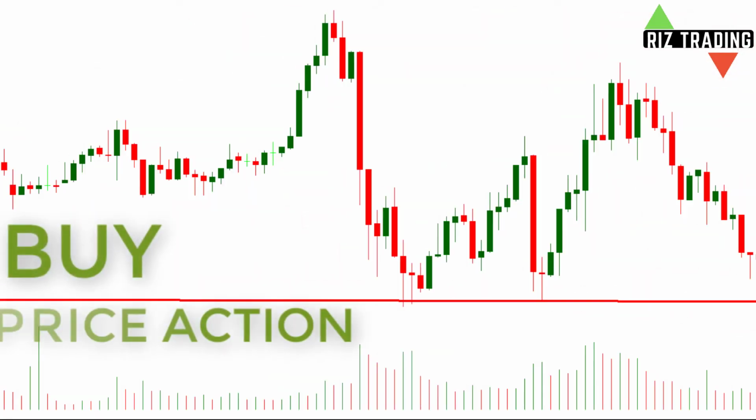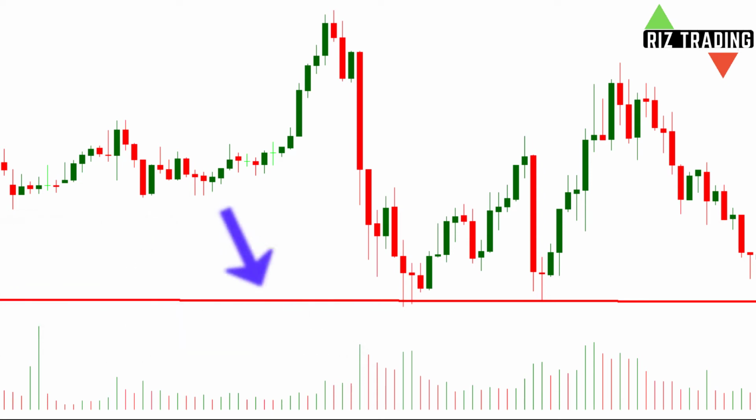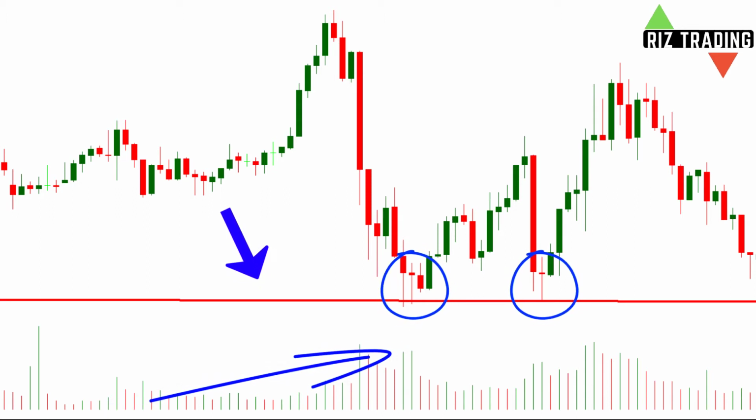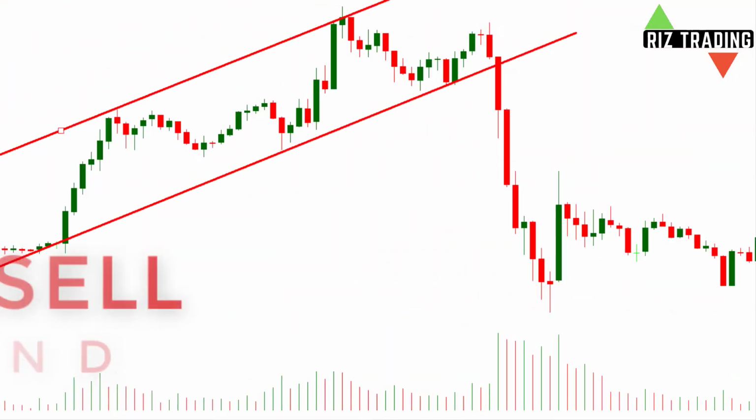And if there is a non-trending market, then we will use price action method. We will draw significant support levels, and when the market is at a significant support zone and reverses after touching that level and volume starts increasing, then it's a buy signal and you can start placing buy trades and do scalping in that direction.